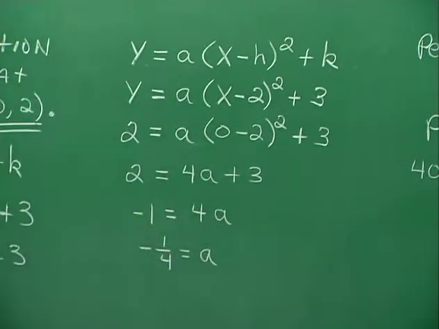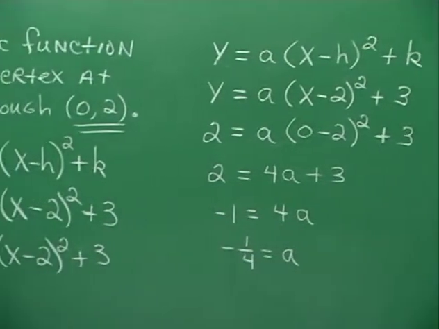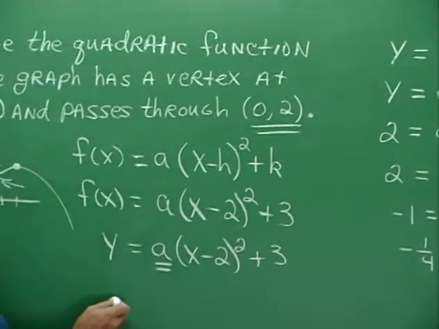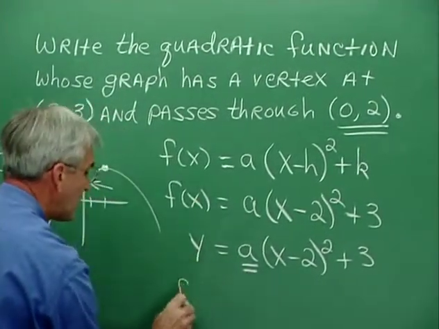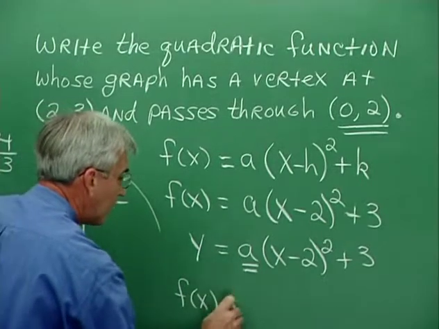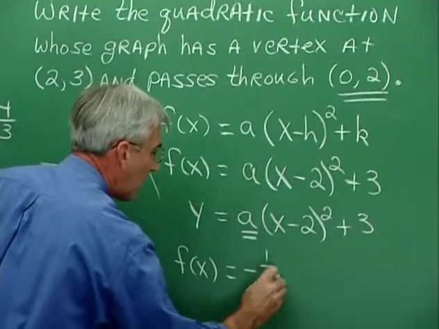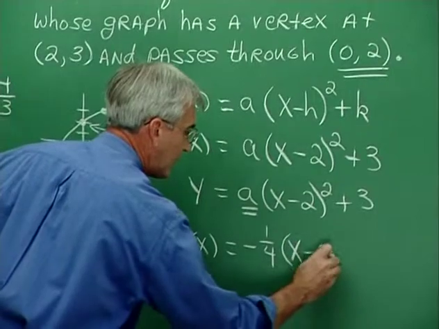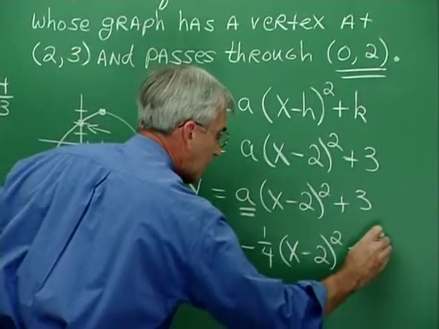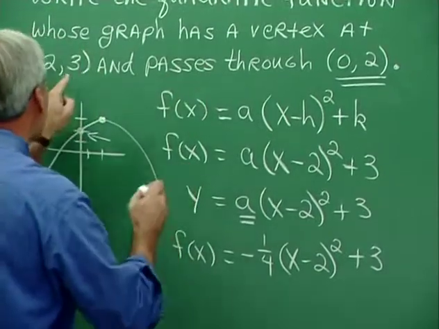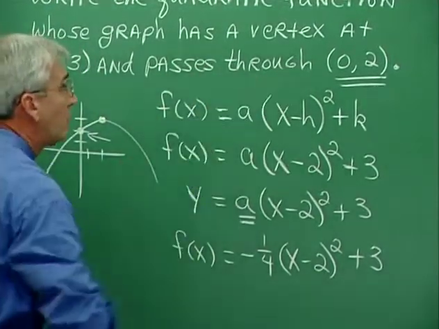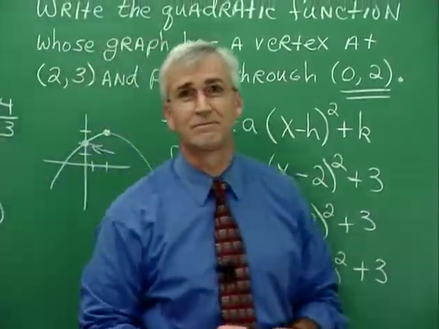All right, then we move back over here, and we rewrite like this. Now, we're looking for a quadratic function, so I'm going to go from y back to f of x. And now it's f of x equals negative 1/4 times (x minus 2) squared plus 3, the quadratic function whose graph has a vertex at (2, 3) and which passes through the point (0, 2).